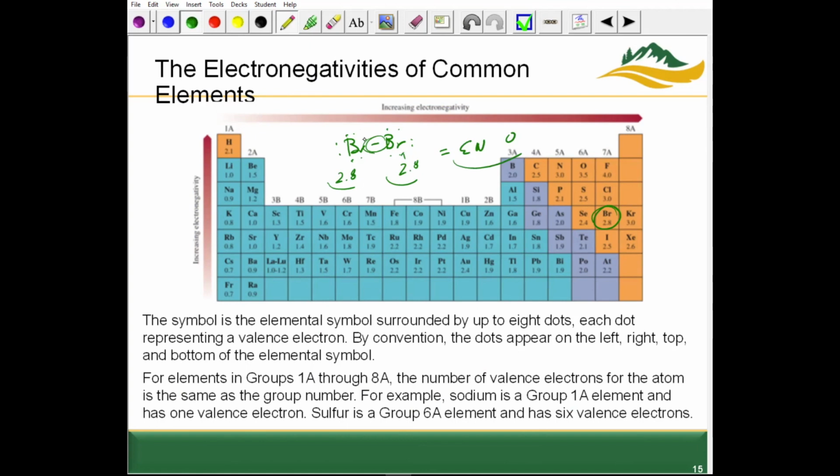We won't see more electron density around this bromine atom or around this one. It's a true sharing of electron density. Their electronegativity difference is just 0 because it's the same atom on both sides of the molecule.